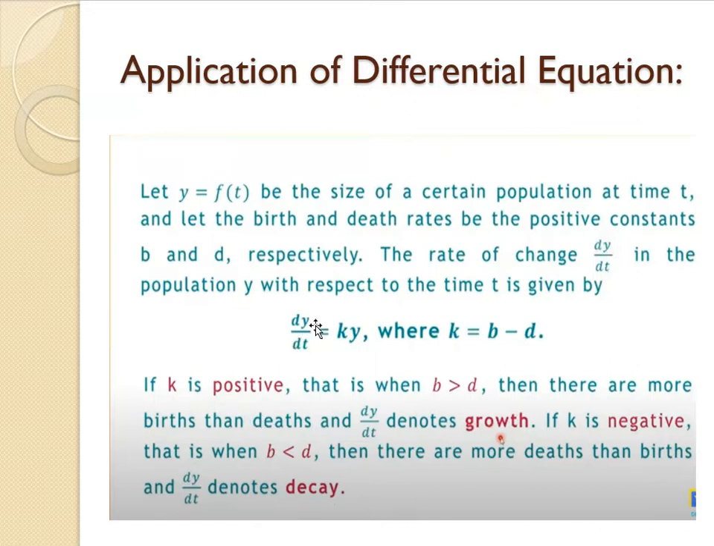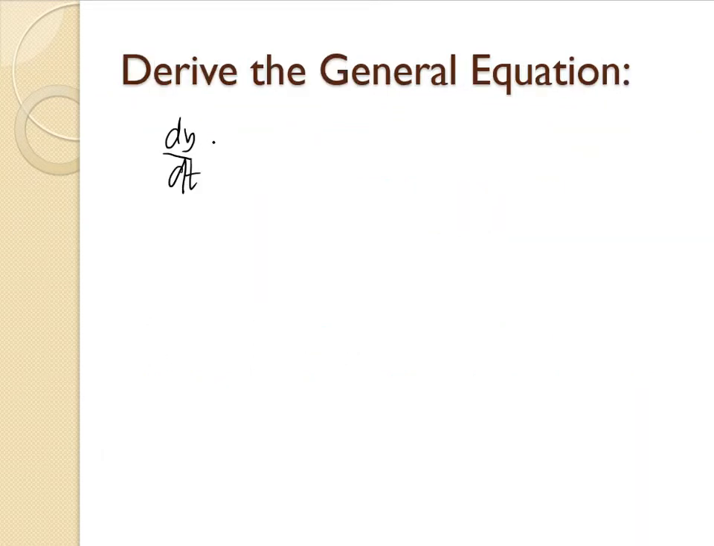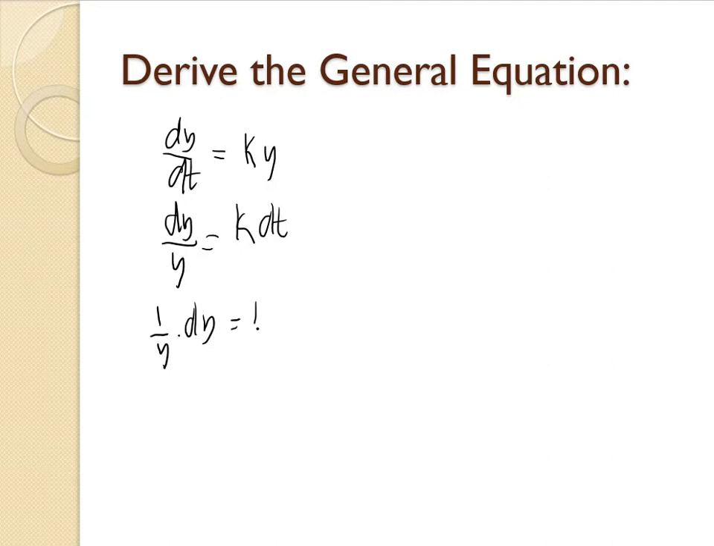Okay, so from this one, dy over dt is equal to k times y, we will derive the general equation. Ang gagawin natin is we divide both sides by y, so yung y mapupunta dito sa kaliwa. And then multiply both sides by dt, so yung dt mapupunta sa kanan. Okay? So yung nasa kaliwa, dy over y can be written as 1 over y dy, di ba? And then yung sa kanan remains.